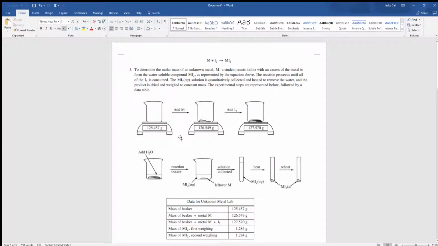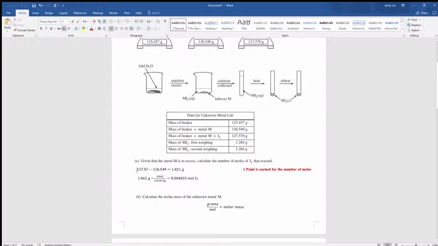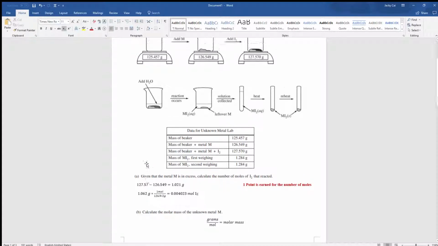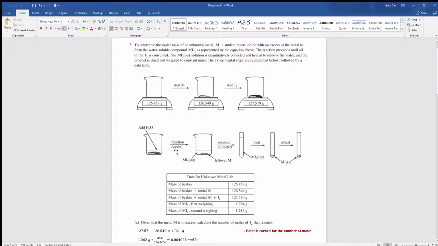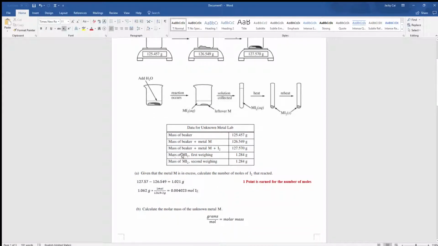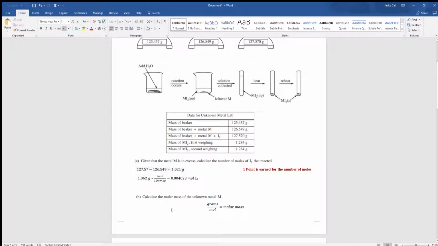Today I'll be talking about the 2016 AP Chemistry FRQ number 3. For part A, the question asks if metal M is given in excess, can we calculate the number of moles of I2 that has reacted? From above, we know that after the reaction occurs, all of I2 has reacted to create MI2 aqueous, leaving only M. And if we use the mass of beaker plus metal M plus I2 minus the mass of beaker plus metal M, we should get the mass of I2. And if we convert the mass of I2 into moles, we should get the correct answer for part A.